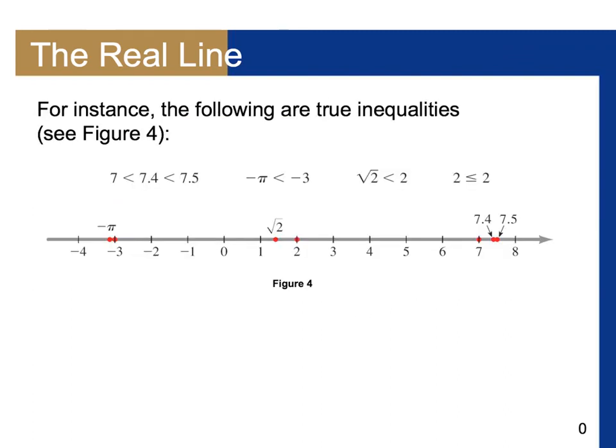So let's look at a couple of inequalities. Minus pi is less than minus 3, because you can see minus pi is to the left of minus 3 a little bit. Square root of 2 is less than 2, because square root of 2 is to the left of 2. 2 is less than or equal to 2. Now they're the same, but because we have the equal to there, that's okay. We couldn't say 2 is less than 2, but we can say 2 is less than or equal to 2. And then here we could say 7.4 is less than 7.5.